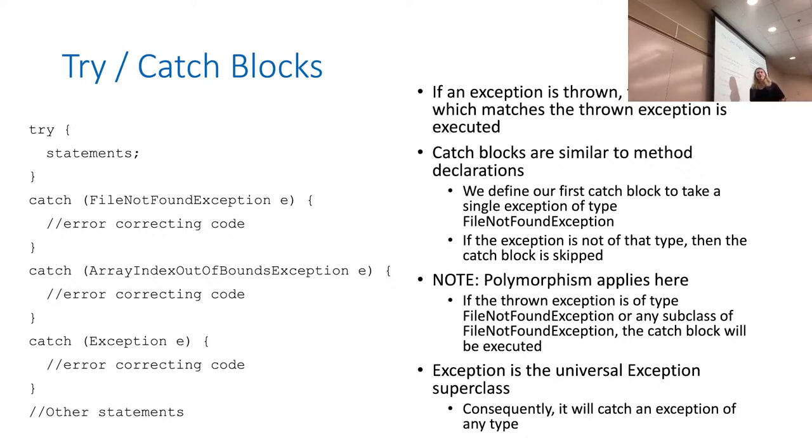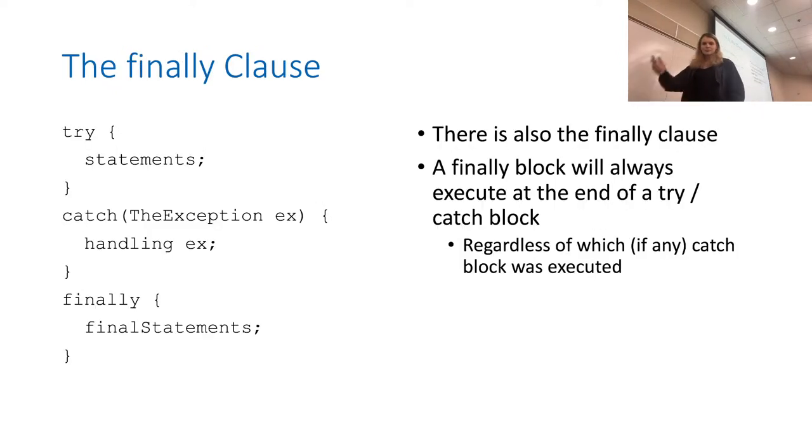So that's how it works, all right? That's a try-catch block. Lastly, we have the finally clause. Basically, if you want code to be executed regardless of whether an exception was or was not thrown, the finally clause goes at the end of the catch statements and will always execute regardless of whether the try was or was not successful.